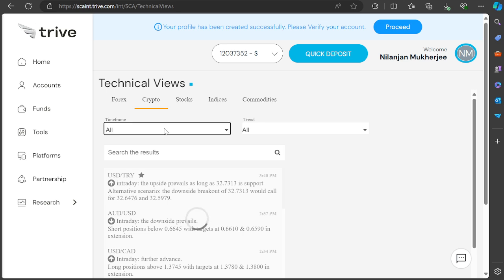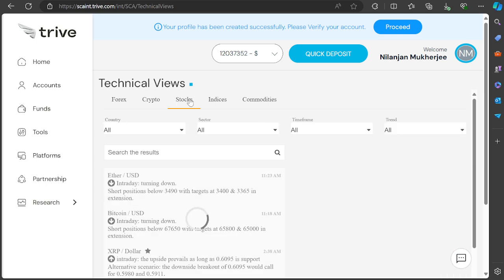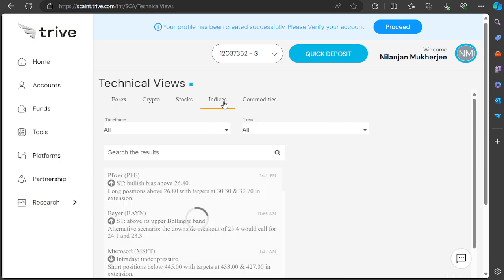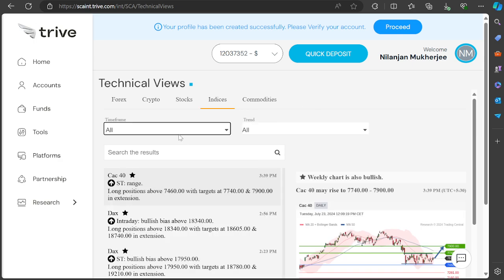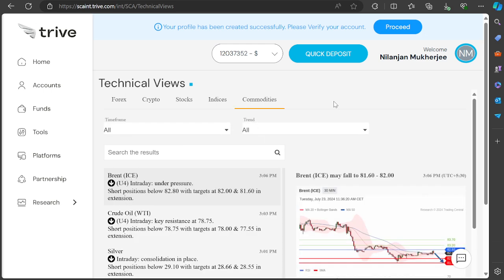When you click on crypto, you get the filter for time frame and trend. When you click on stocks, you get a filter for country, like for which particular country's stocks you are looking for, what sectors you are looking for, time frame and trend. When you click on indices, the time frame is this, trend you can choose. When you click on commodities, you can see.